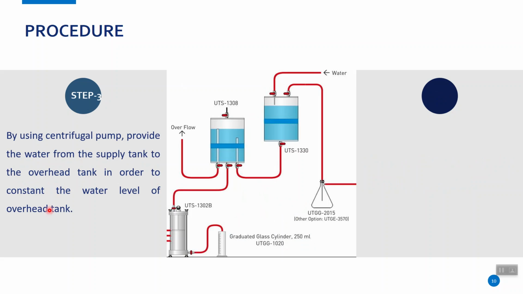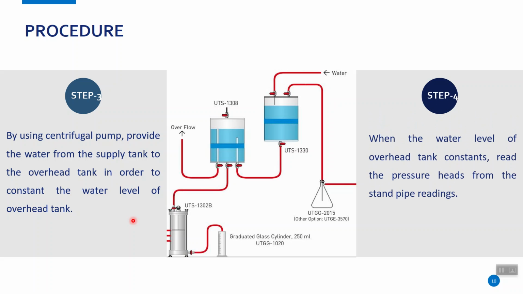Step 3. By using a centrifugal pump, provide water from the supply tank to the overhead tank in order to keep the water level of the overhead tank constant. Step 4. When the water level of the overhead tank is constant, read the pressure height from the standpipe reading. Record this height in order to calculate the height difference. Record the heights H1, H2, and H3.